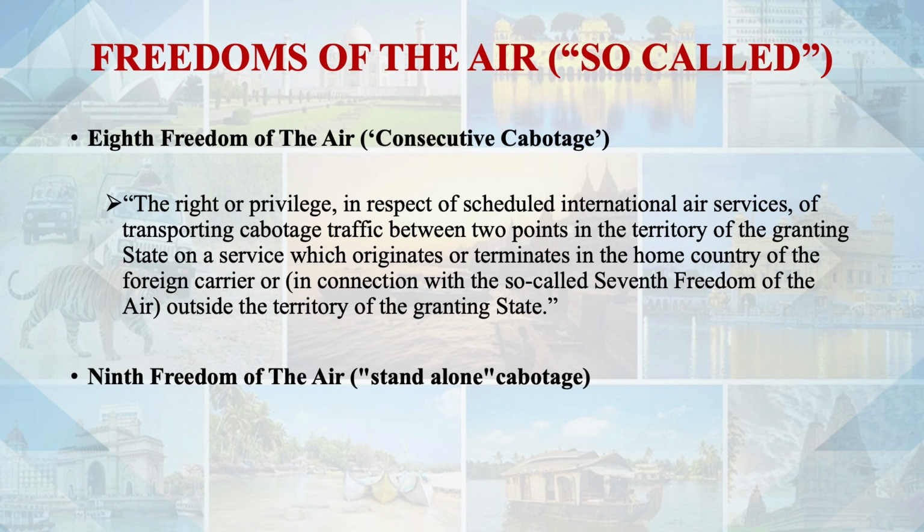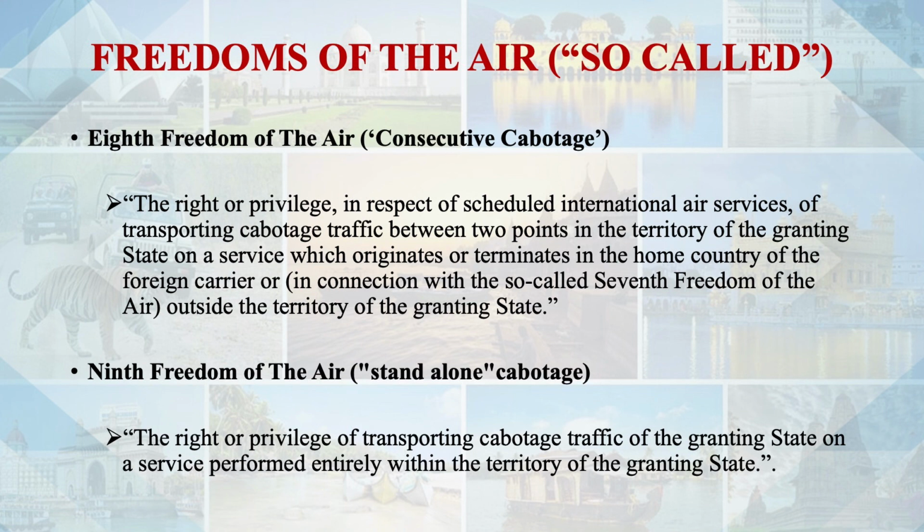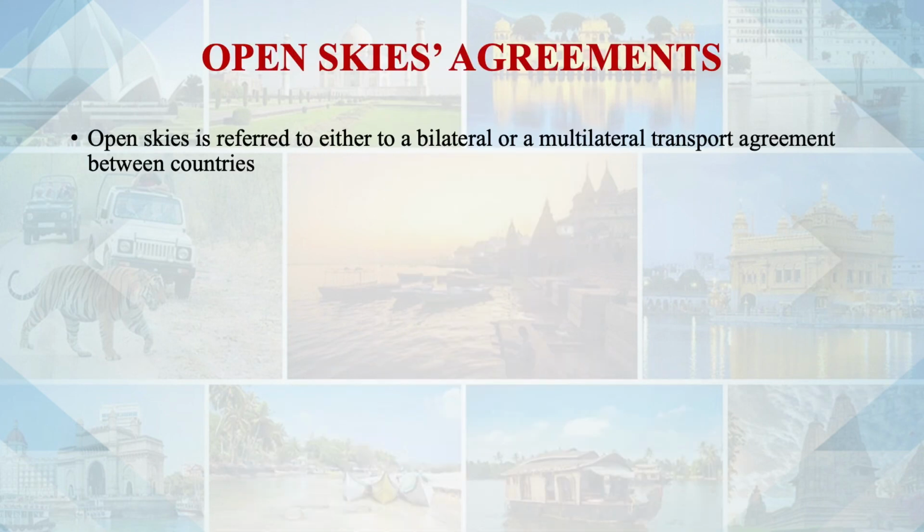Whereas the ninth freedom is also called standalone cabotage. It provides the right or privilege of transporting cabotage traffic of the granting state, granting country, on a service performed entirely within the territory of the granting state. For example, if the ninth freedom agreement is signed between India and Russia, an Indian airline can undertake service between two points within Russia. No need to connect to India, but from one city to another city within Russia, they can have the transportation. So, Open Skies Agreement we already discussed.